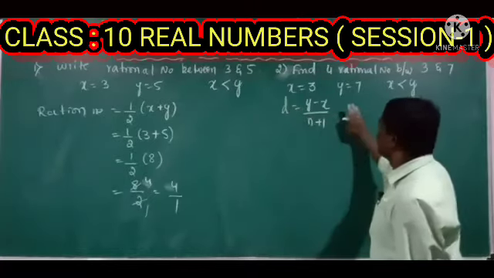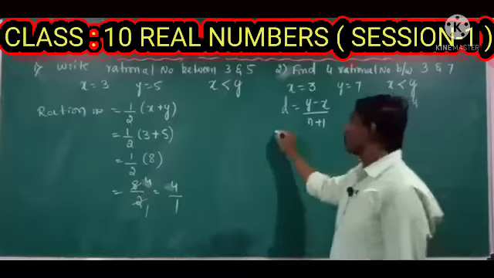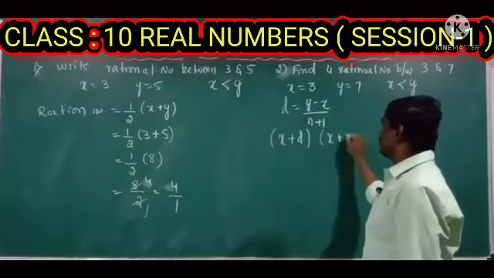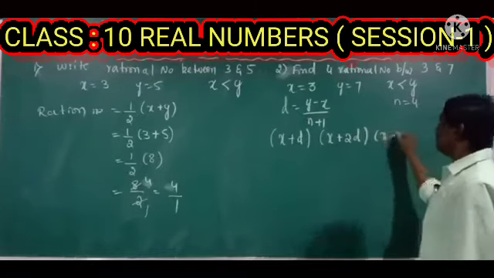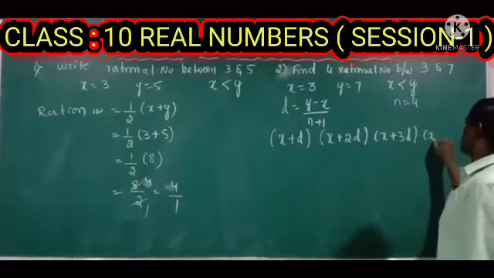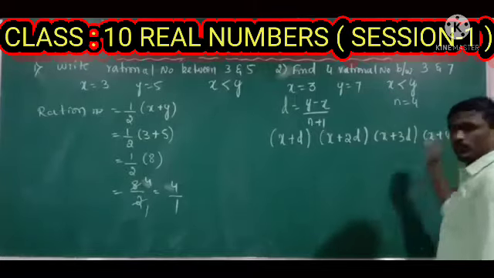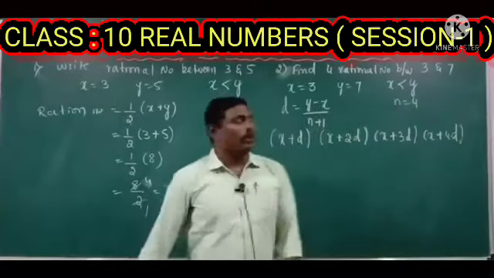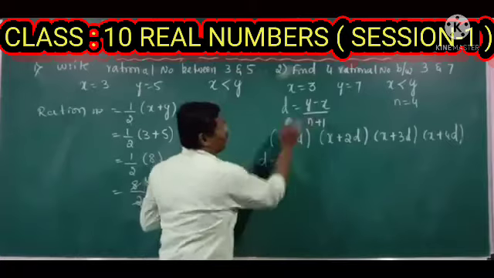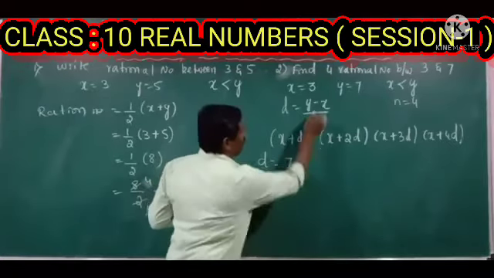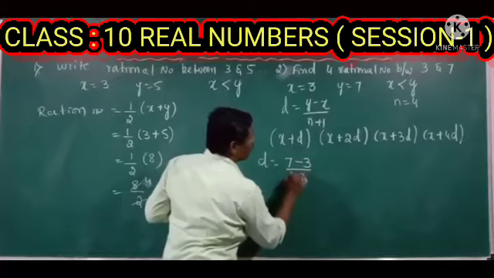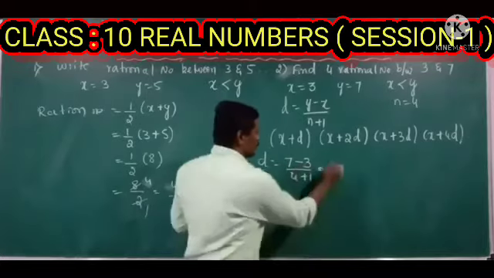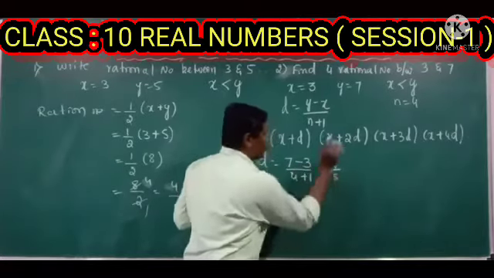Once we calculate the d value, we get one more formula: x plus d, x plus 2d, x plus 3d, x plus 4d. These are the 4 required values. So first calculate the d value. D is equal to y value 7 minus x value 3, divided by n, that is 4, plus 1. So 7 minus 3 is 4 and 4 plus 1 is 5. This is the d value.